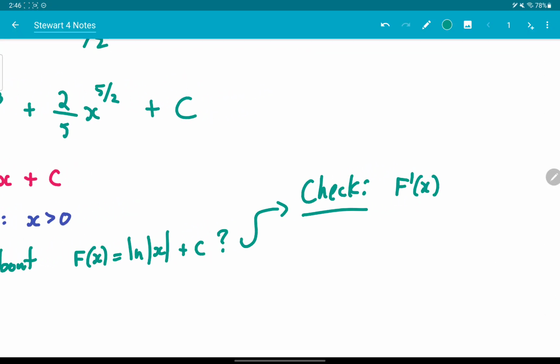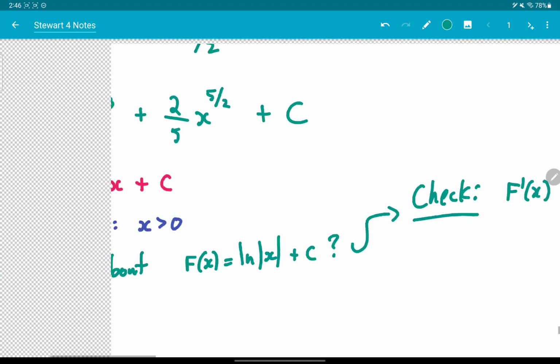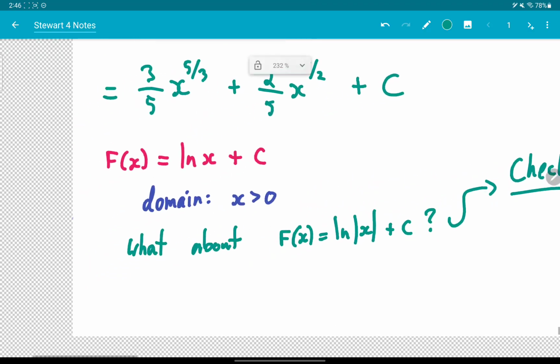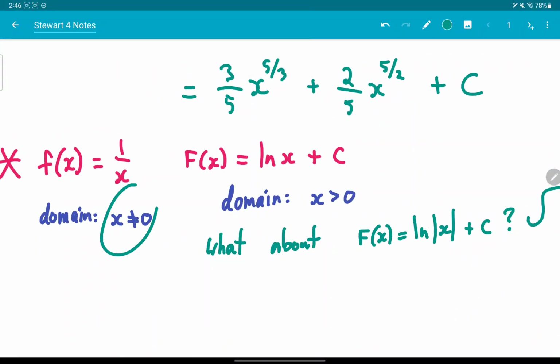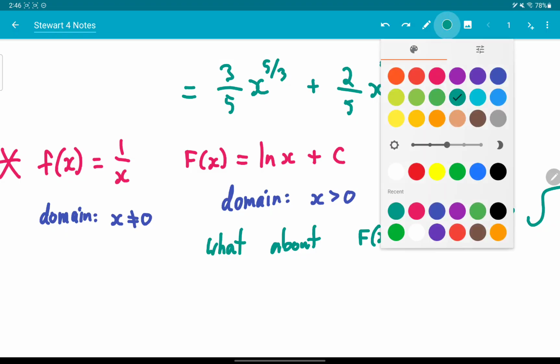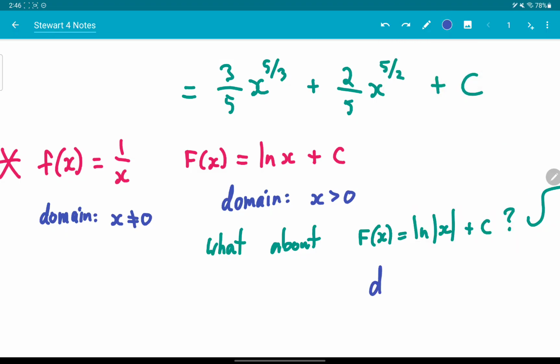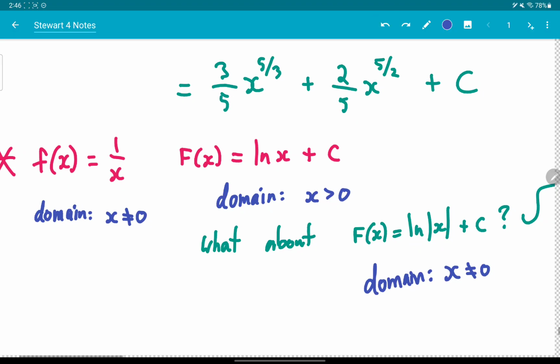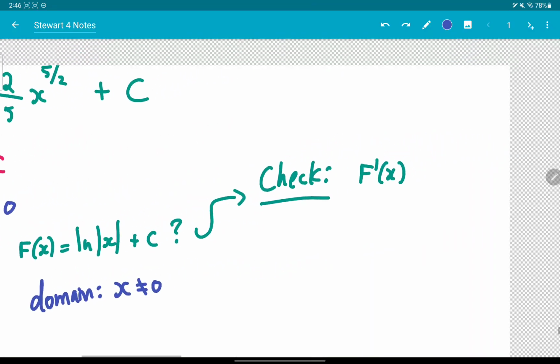F prime of x. Okay, before I check, let's just motivate this. What am I doing here? I said the domain wasn't big enough, right? This domain is much bigger than this one, so I would like to have the domains match as much as possible. So by putting the absolute values here, the domain is now x not equal to 0, because now I can put negative numbers in here. They won't cause a problem because the absolute value sign is there. Okay, let's return to my check here.